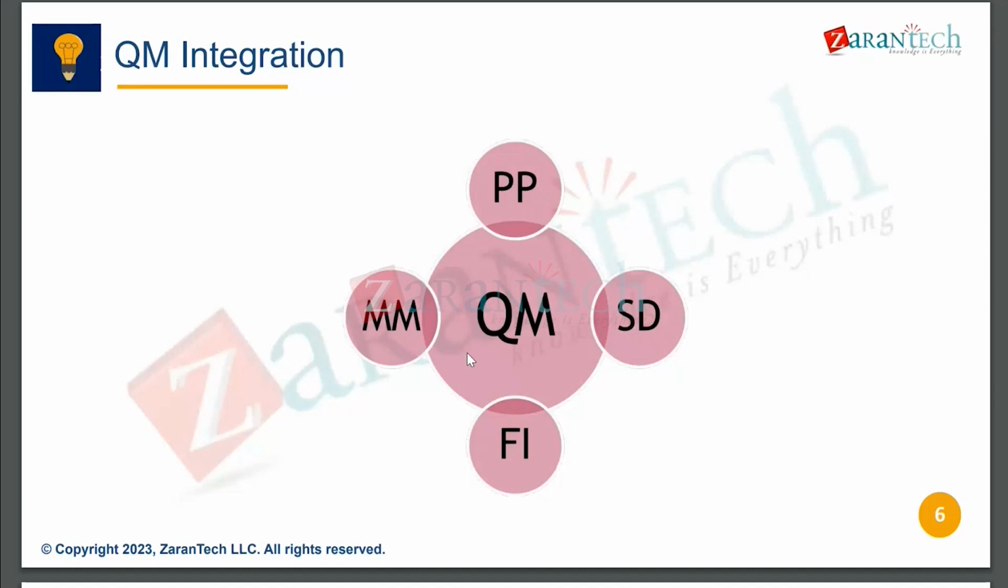Okay, it means production is continuous, but in parallel quality checking is also happening. We are not stopping the production, we are just correcting the production. Okay, that is in-process quality.